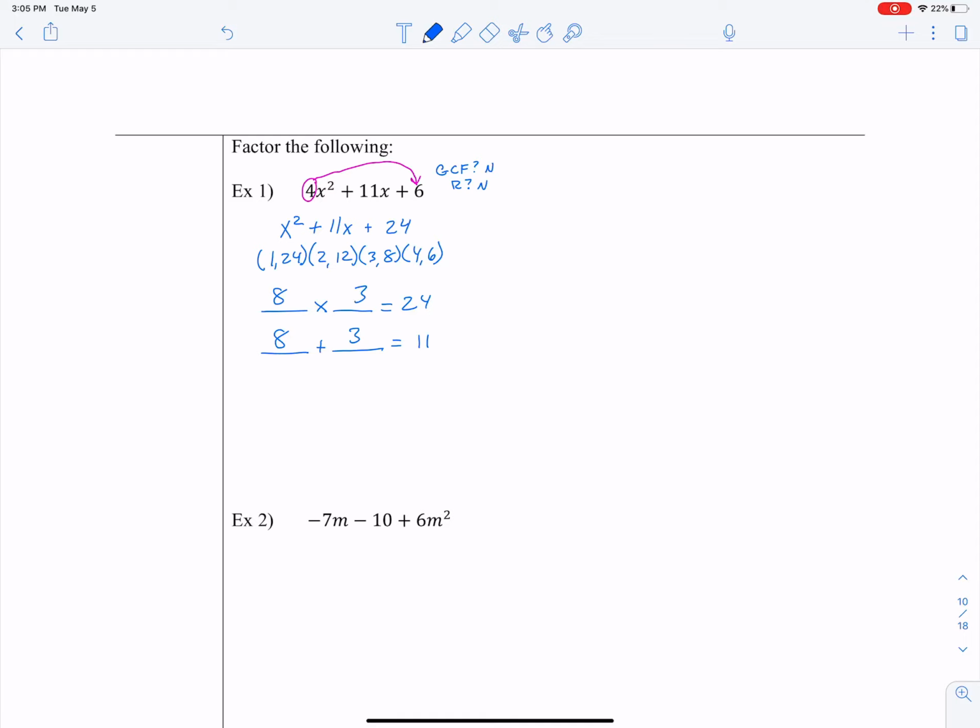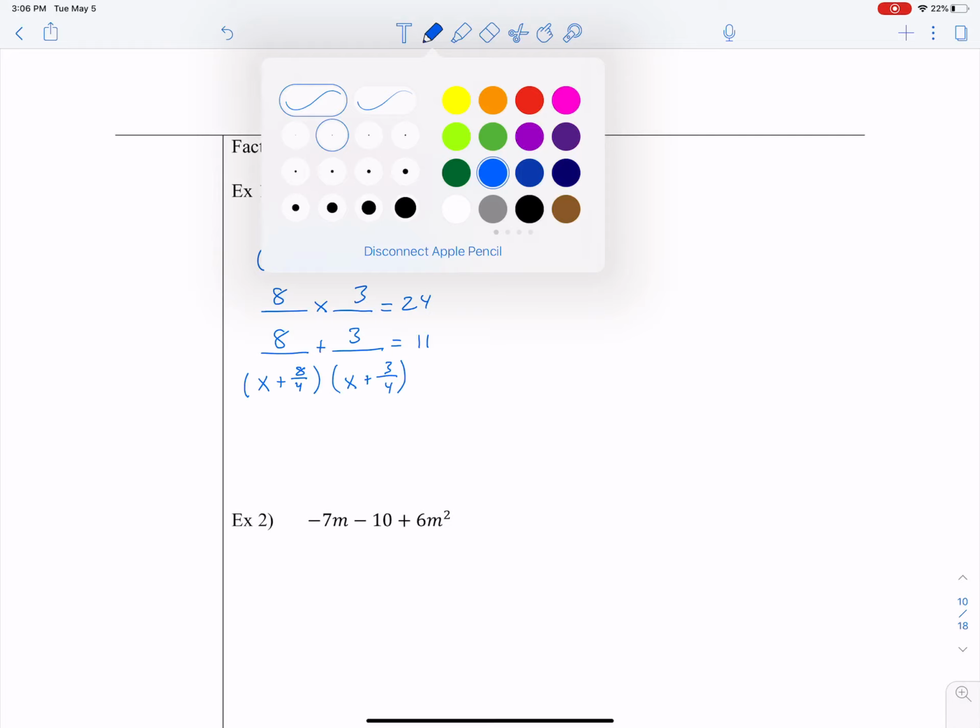Okay, so now we're going to write x plus 8, and we'll write it like this, leaving a space. X plus 3, okay? And we're going to go back to the very top here, and we're going to divide by the number that we circled. So here we circled a 4, so we're going to fill in a 4 here. Okay, now we're going to try and simplify if we can. Can we simplify 8 divided by 4? Yes.